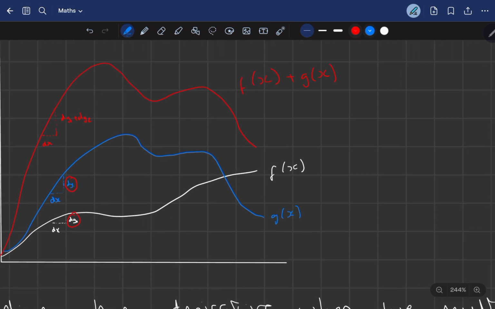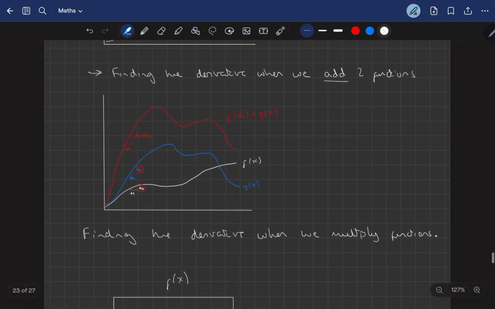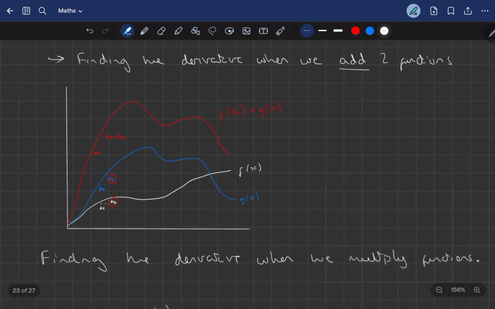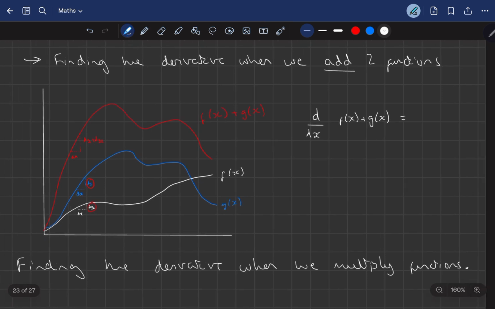So, as I said earlier, it is the sum of the change in heights, and the change in height is nothing but the derivative of both of the functions. This means that when calculating the derivative of the sum of two functions, we are just adding the individual derivatives of the two functions. So what that basically means is d by dx of f of x plus g of x is just f prime of x plus g prime of x.